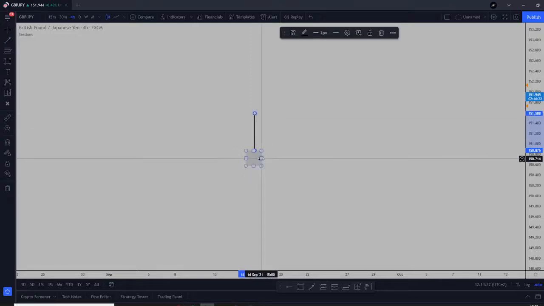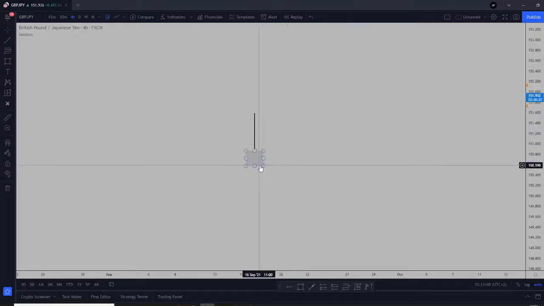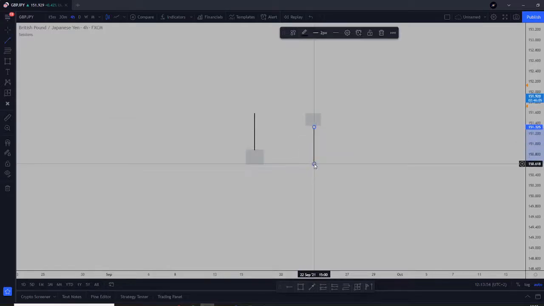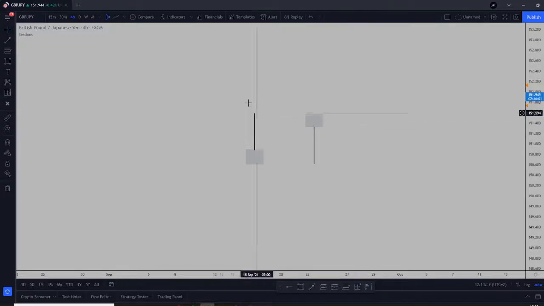Okay, so we have two types of pin bars. We have a bearish pin bar, which would be something like this. Okay, and we have a bullish pin bar, which would be the exact opposite. Okay, so it would be something like this, and with a wick to the downside. Okay, so we have bearish pin bar and we have bullish pin bar.